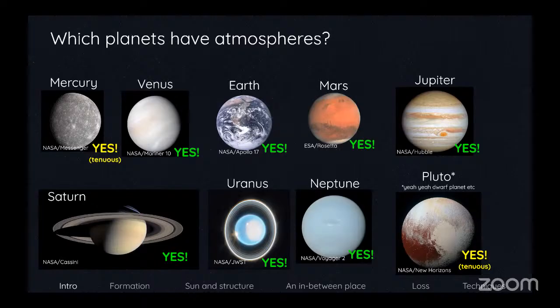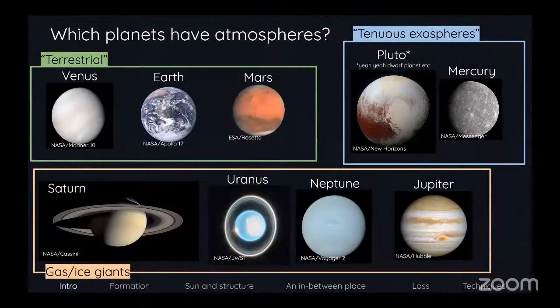So excellent job. If we think about what these atmospheres are like, we can group them in different ways. So of course we have the gas and ice giants here, which are mostly atmosphere, no real surface to speak of. The terrestrial planets, Earth, Mars, and Venus, and then these tenuous exosphere planets here, Pluto and Mercury.